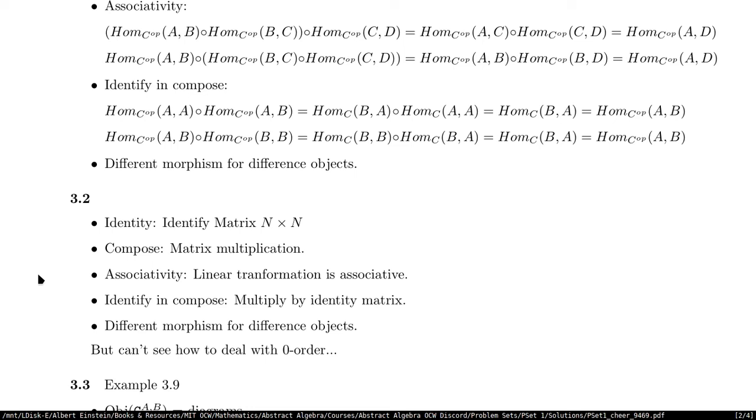The identity exists, of course. That's the identity matrix of M by N. The composition is the matrix multiplication, and that is indeed defined. Then the associativity is that the linear transformation is associative. The identity in composition is through the multiplication of the identity matrix. Okay.